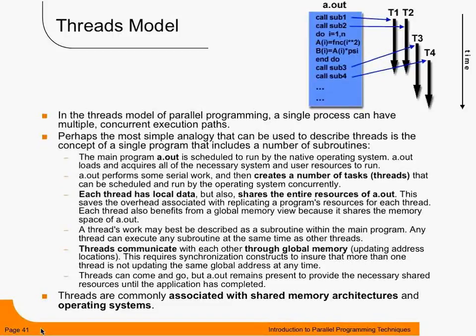So here are the four threads. Thread one is calling subroutine one, thread two is calling subroutine two, thread three is calling subroutine three, and thread four is calling subroutine four, and all are executing. Each thread has its local data, and they share the entire resource.